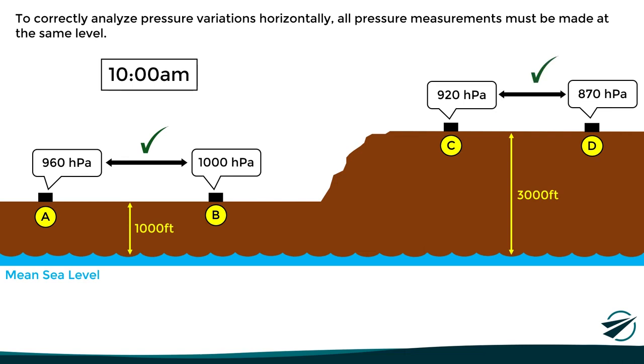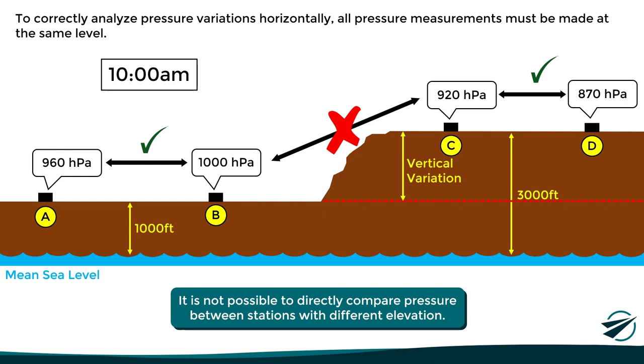Now, the problem arises if we try to compare, for example, the pressure of stations B and C, because there is not only a horizontal variation, but also a vertical variation, since they are not at the same level. For this reason, it is just not possible to directly compare pressure between stations with different elevation.